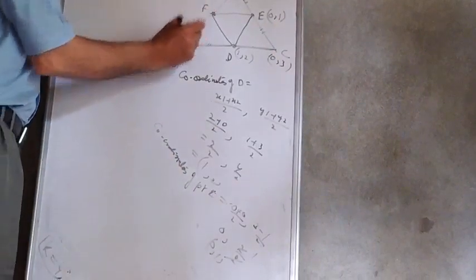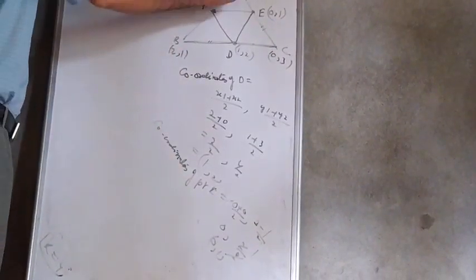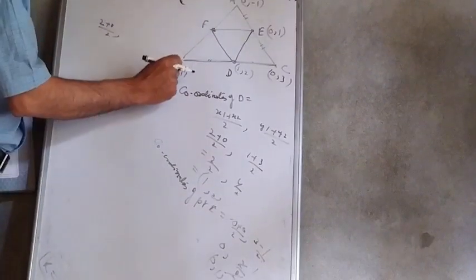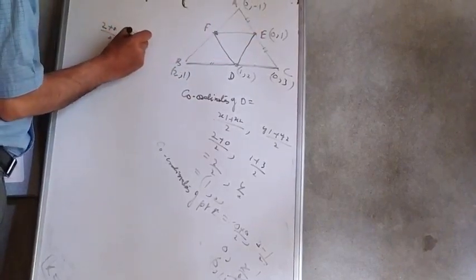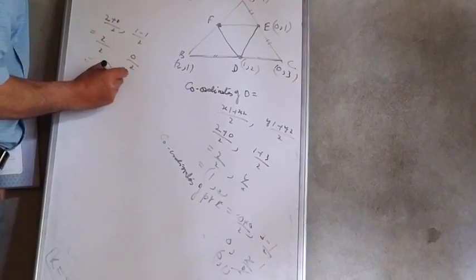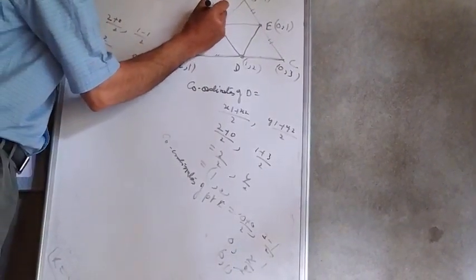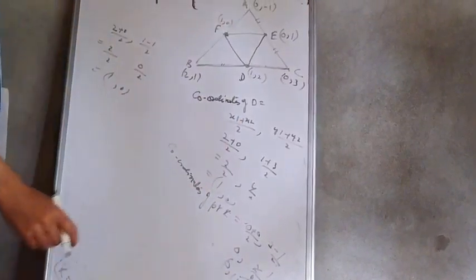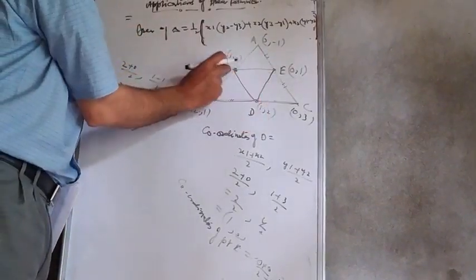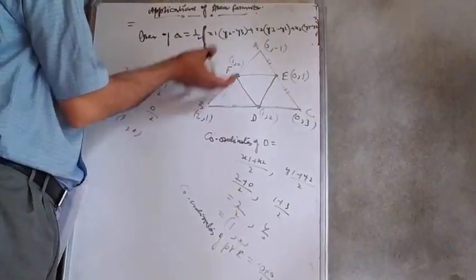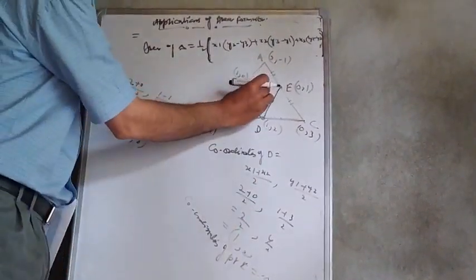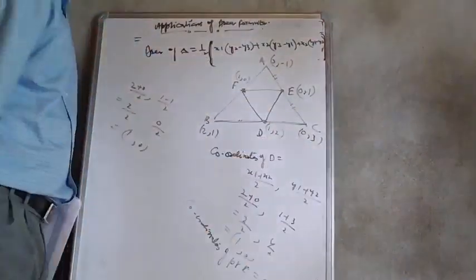Similarly, the coordinates of point F, x1 plus x2 divided by 2. So this is 2 plus 0 divided by 2, and the y coordinate is 1 minus 1 divided by 2. So this is 2 by 2 and 0 by 2. This is 1 and 0. So coordinates of point F are given by (1, 0). Now we have the coordinates of triangle DEF, and ABC also has given coordinates. Now we can find the area of this smaller triangle and the bigger triangle, then we shall find the ratio.